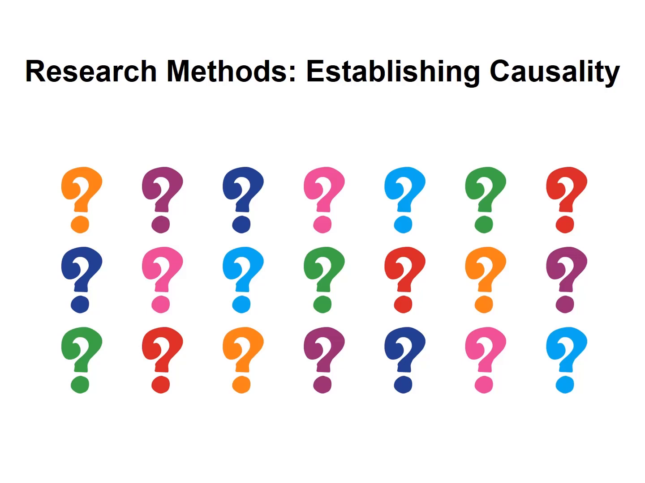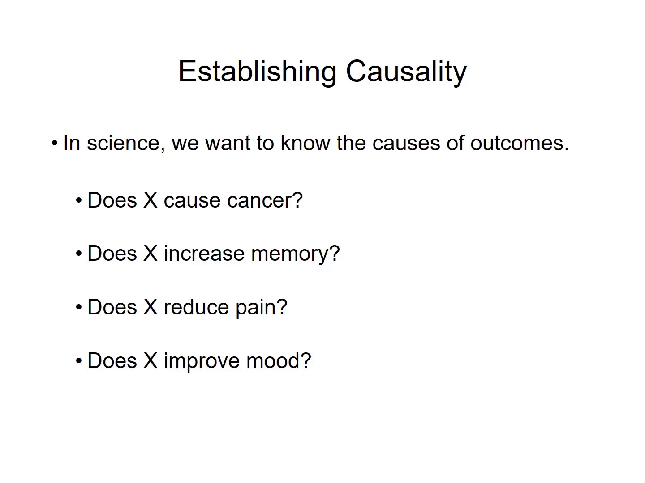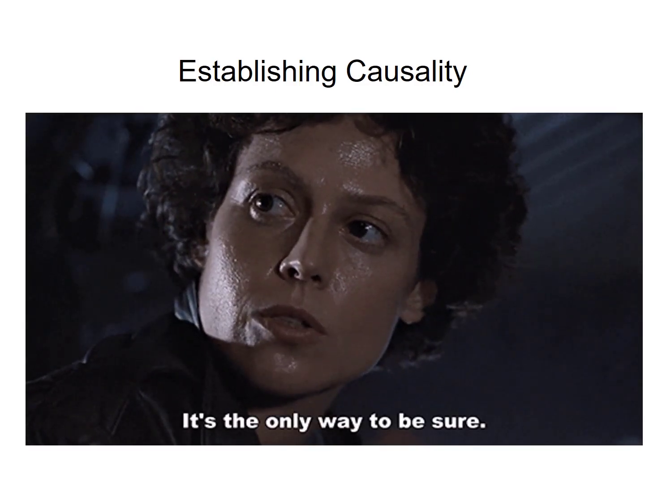Let's talk about research methods and how researchers establish that one variable causes a change in another variable. Causality is at the heart of science. We want to know what causes outcomes, what causes cancer, what can increase memory, what can reduce pain, what can improve mood. How do we establish that an X can cause an outcome and why? If you want to know for sure what causes an outcome, the true experiment is the only way to do it.